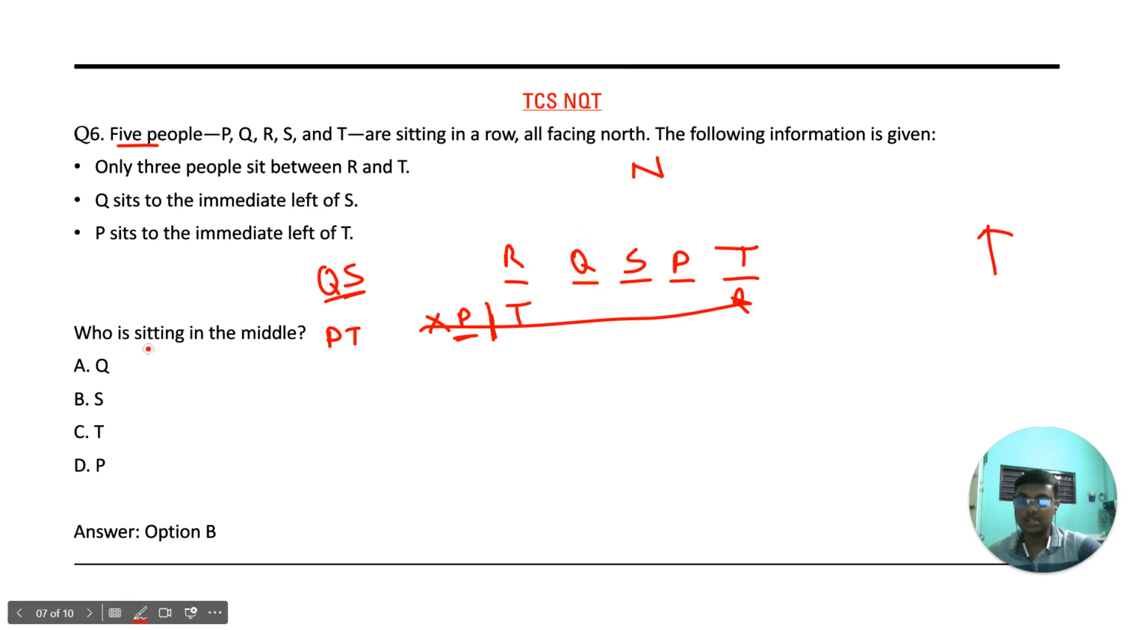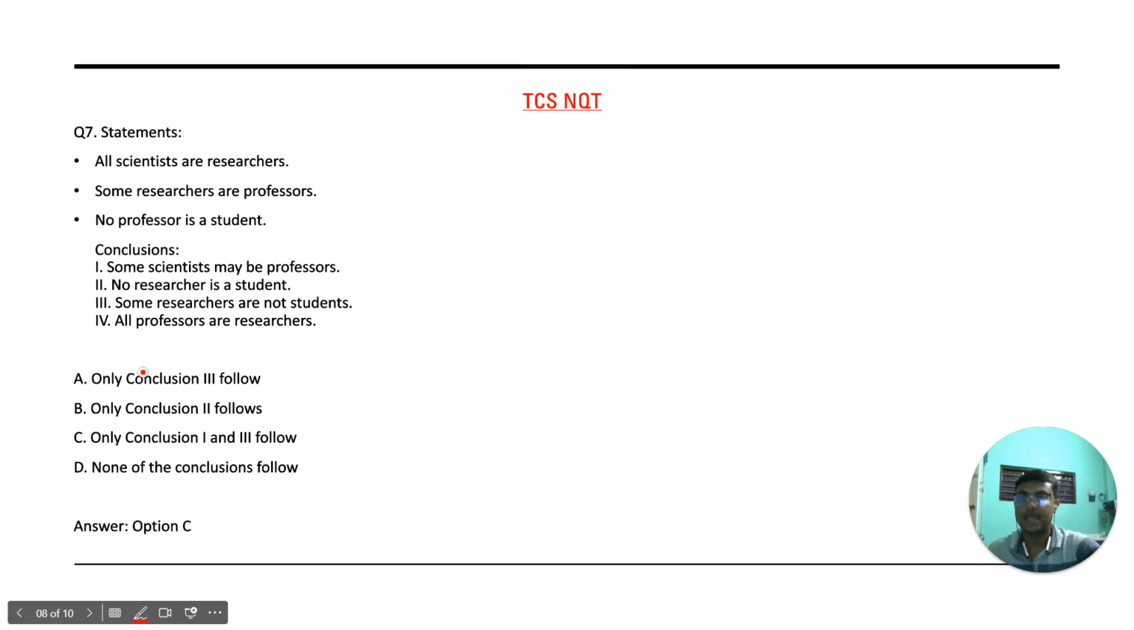Now the question asks who is sitting in the middle. So S is sitting in the middle. From the arrangement, we can see that clearly, and hence option B is the correct option. Hope you all got the logic. Let's move on to question 7. So it is again a statement conclusion question. We have to make Venn diagrams first to get the question correct.